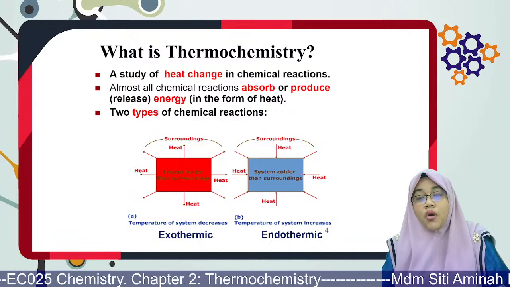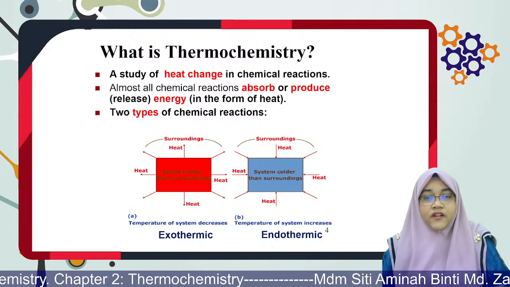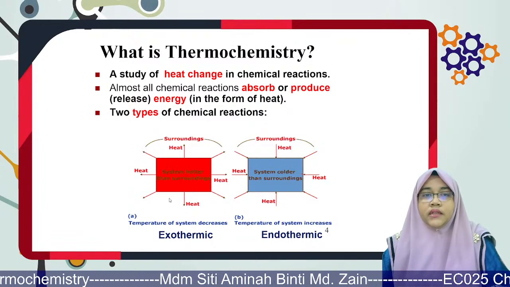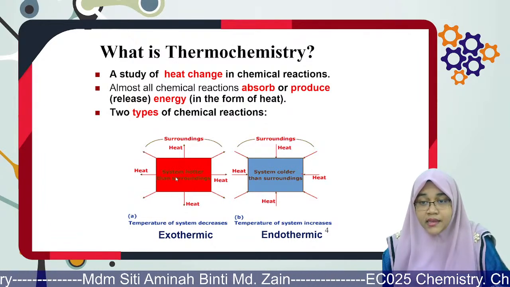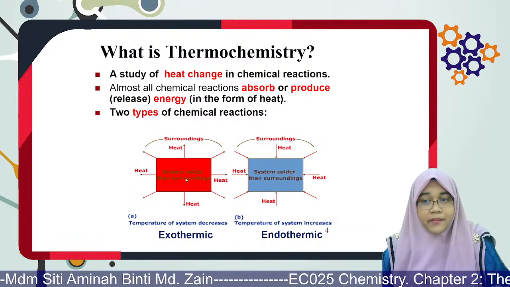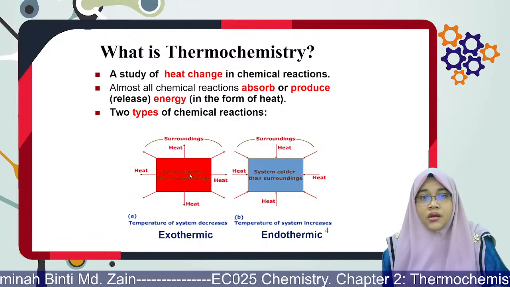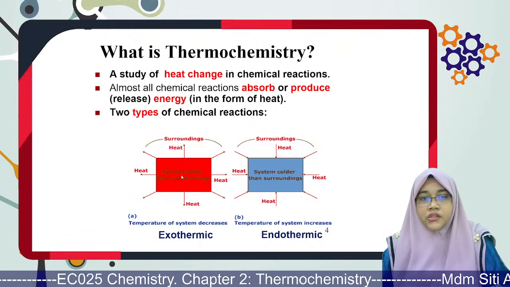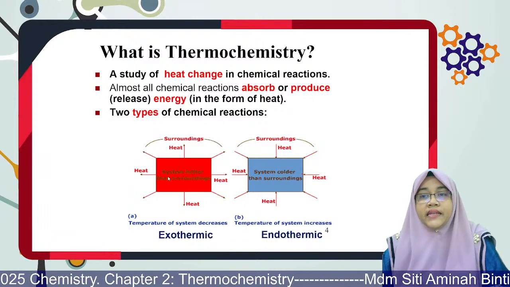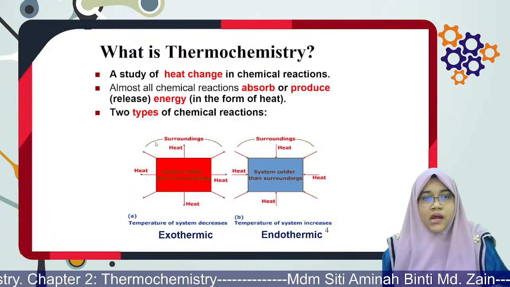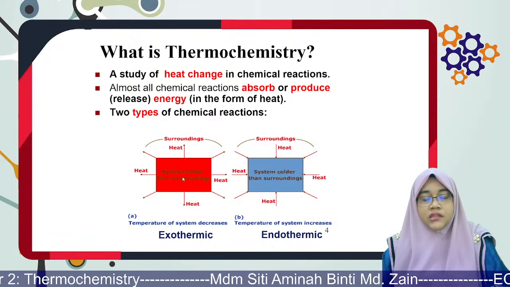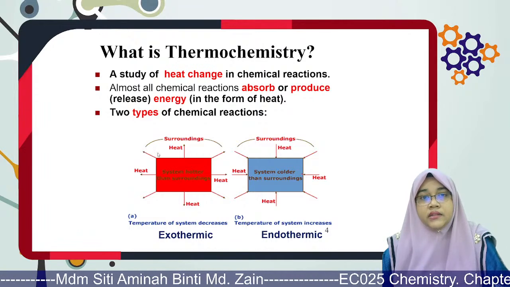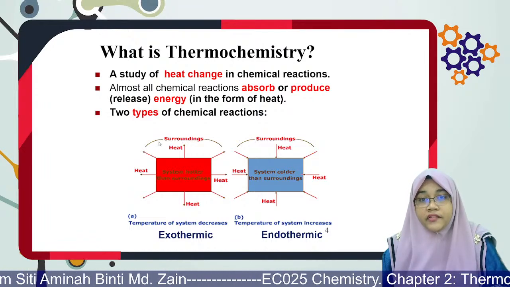There are two types of chemical reactions. The first one is exothermic. In exothermic, the surrounding is a little bit higher in temperature compared to the system, meaning that in exothermic the system will release heat to the surrounding. So the temperature of the system will decrease, and at the same time, the temperature of the surrounding will increase.